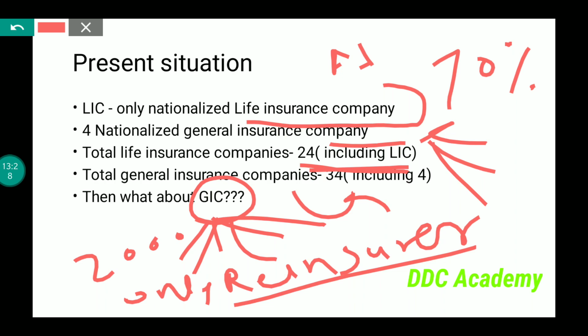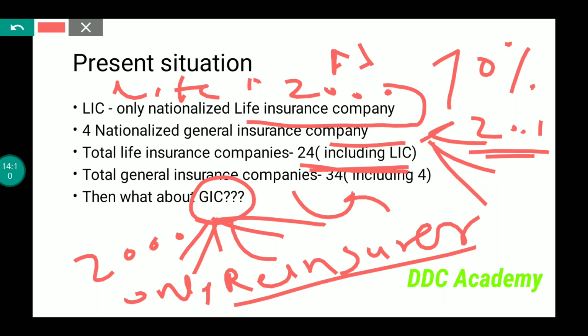There are two questions for you. After privatization of the insurance sector, which were the first two private life insurance companies that started their operation in 2000, and which private general insurance companies started their operation in 2001? I have told you the year. You have to tell me the names. Tell me the names of the first private life insurance company started in India, and the first private general insurance company started in India.